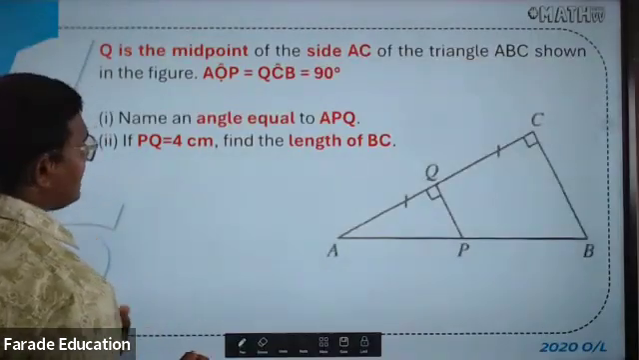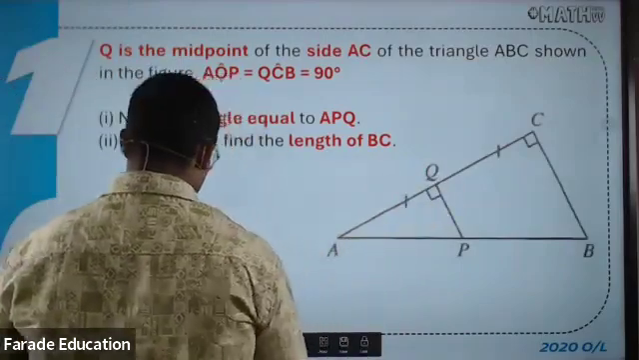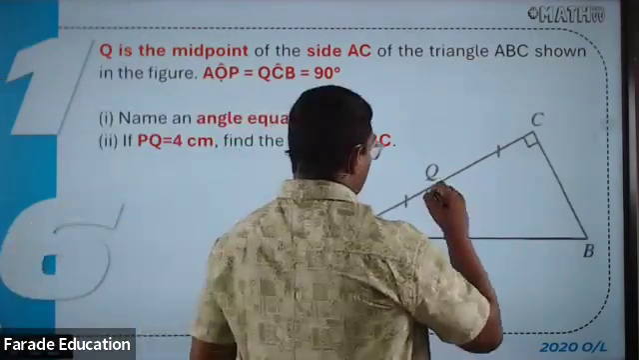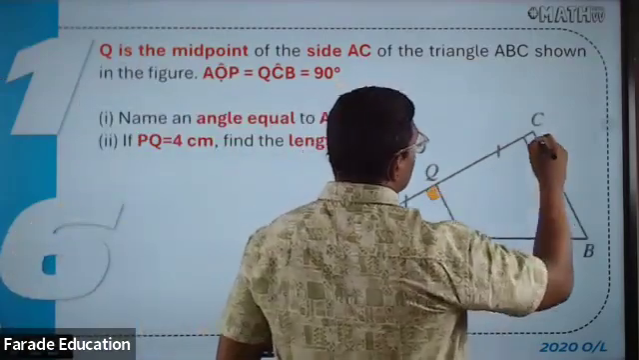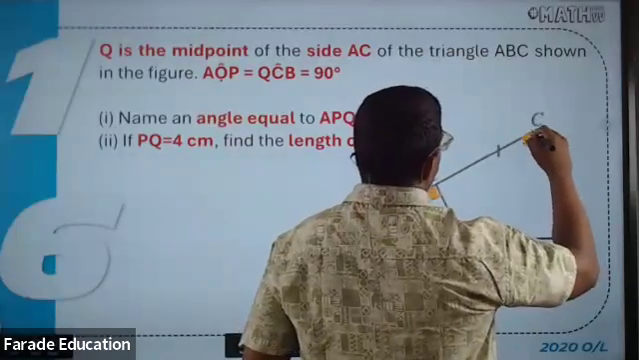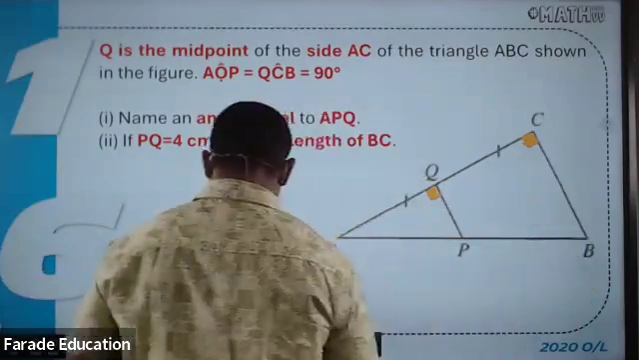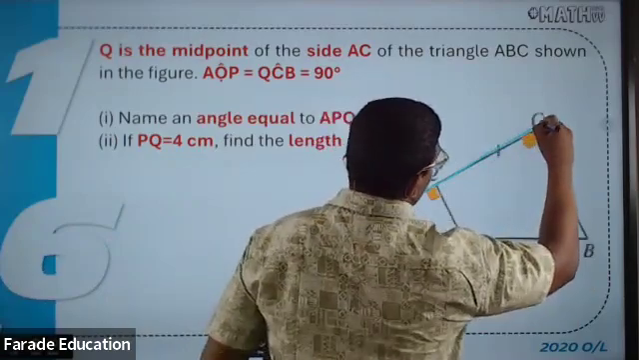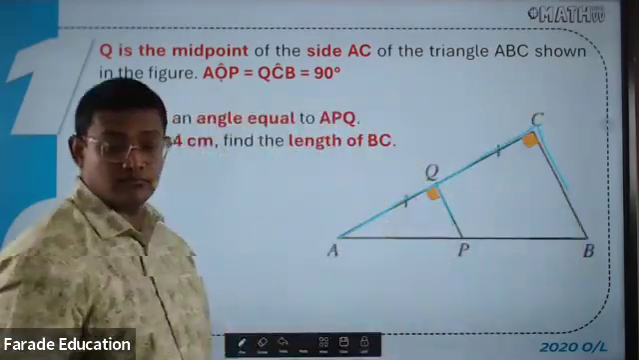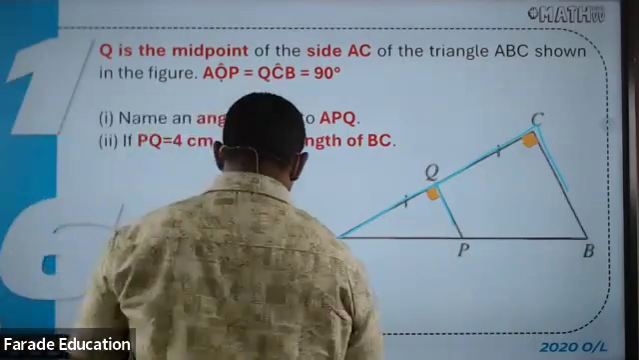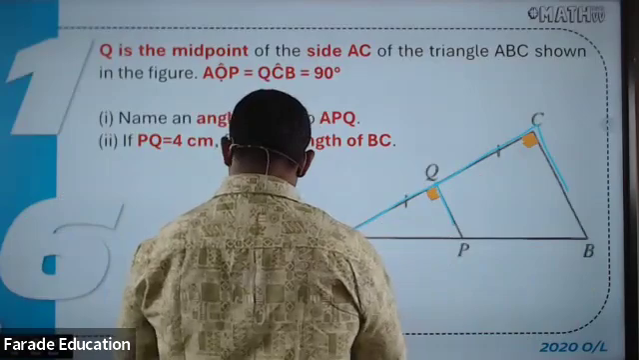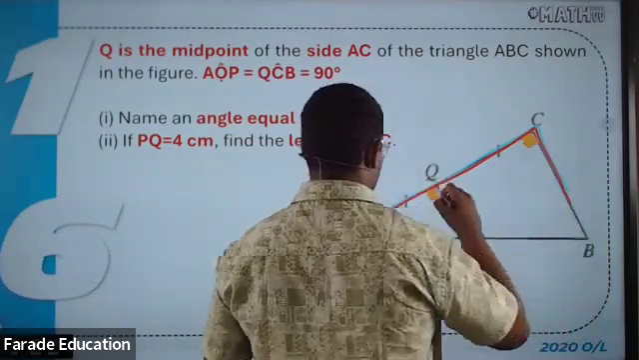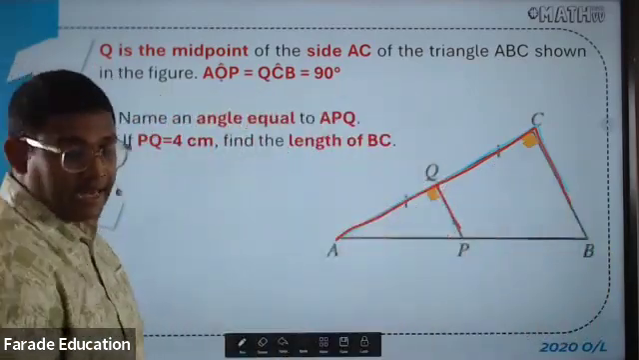Q is the midpoint of the side AC. It is marked. And these two angles are equal. What did we say? What is this like? This is like an inclined F. This is like an inclined F. You can't see it properly, no? I'm sorry. It is like an inclined F.